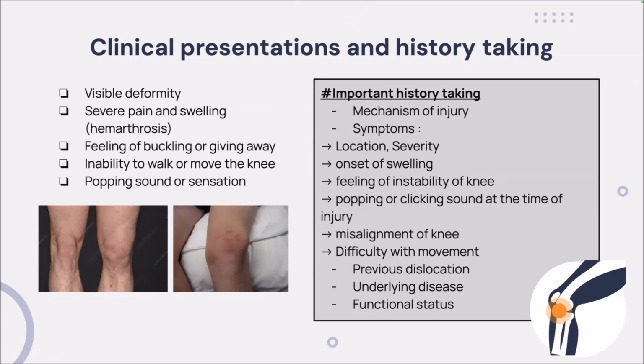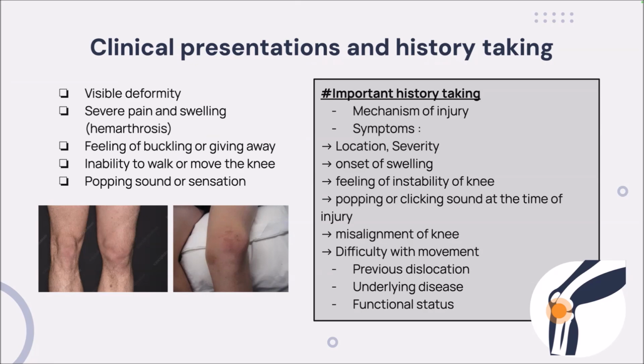There will be pain and swelling, severe pain localized to the anterior knee, and also there can be rapid swelling due to the hemarthrosis. Instability: the patient will feel buckling or giving way, and also the inability to bear weight or walk properly. Mechanical symptoms, for example, a popping or clicking sensation at the time of the injury. And lastly, the functional limitations.